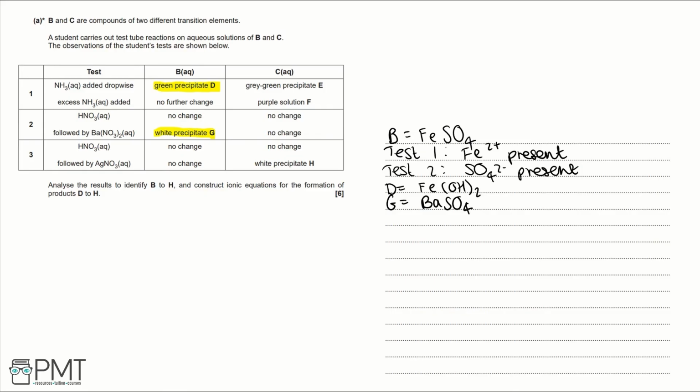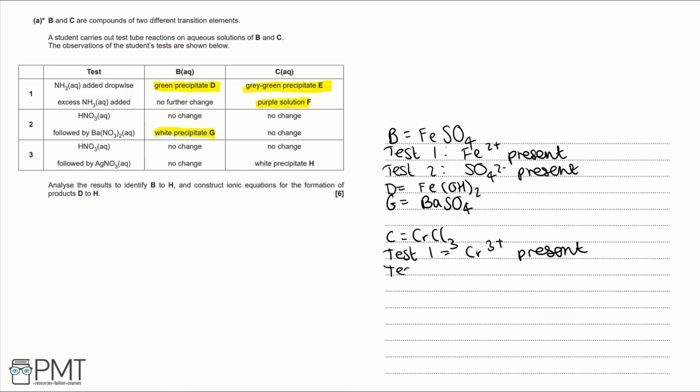Now if we look at C, C is CrCl3, or chromium chloride. The way we can work this out is if we look at test 1, we have a grey-green precipitate E and then a purple solution F. These colour changes when you react with a little bit of ammonia and then a lot of ammonia are a test for chromium 3+ ions. So they're present because we've got a positive test.